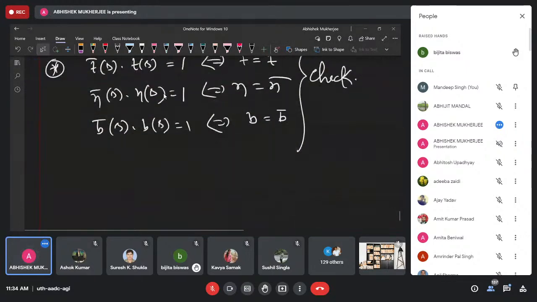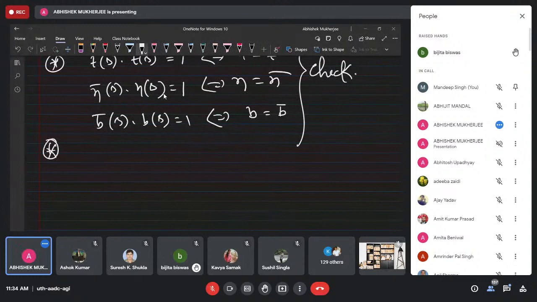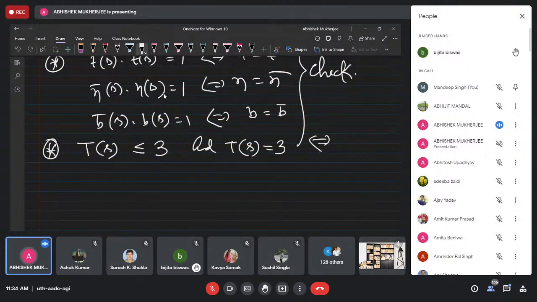Okay. And in view of these above properties, for all S, your T S is less than or equal to 3, and the equality holds if and only if your T equals T bar, eta equals eta bar, and B equals B bar, right?